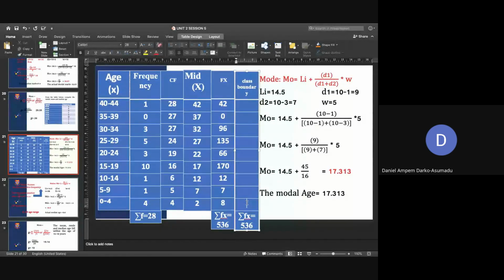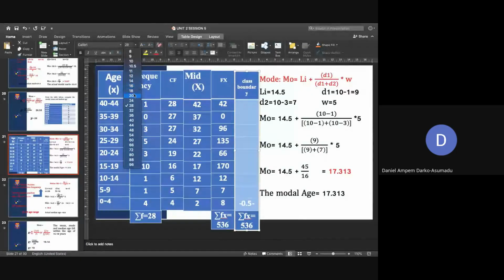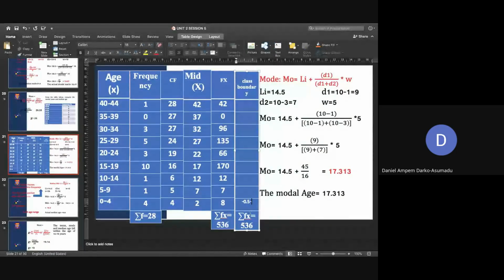So 0 minus 0.5, those with calculators, what will it be? Those with calculators, help us. So 0 minus 0.5 will be negative 0.5. So let's try and go one after the other. Let me minimize this font size so that it will fit. So negative 0.5 to 4.5. Do you agree? Yes, sir.